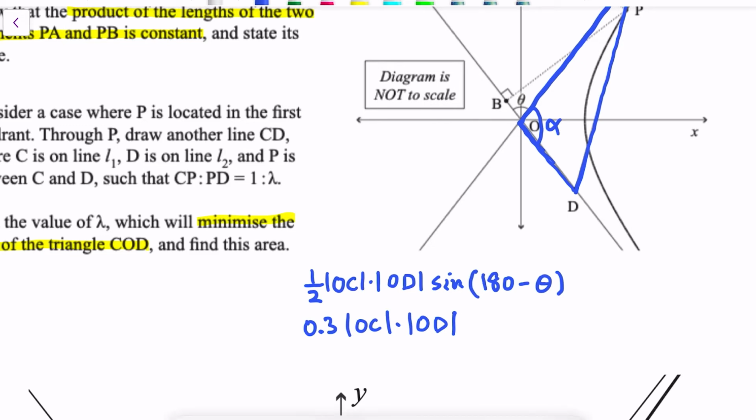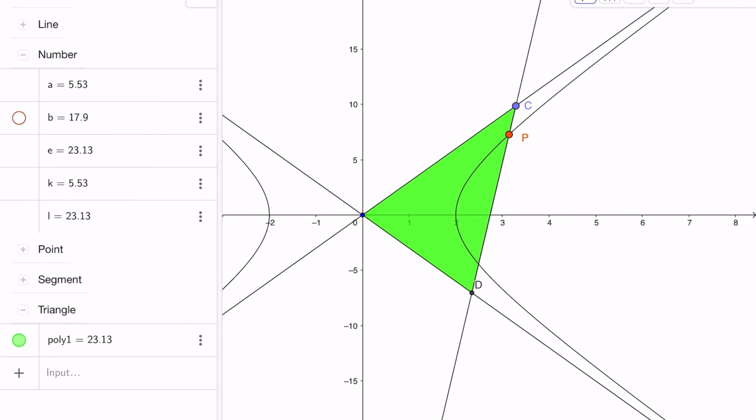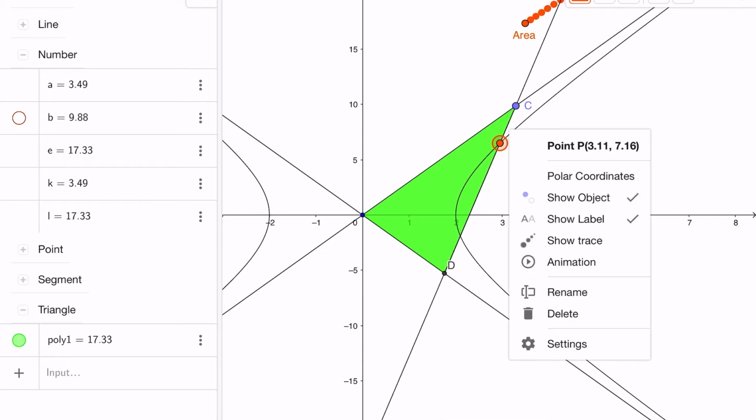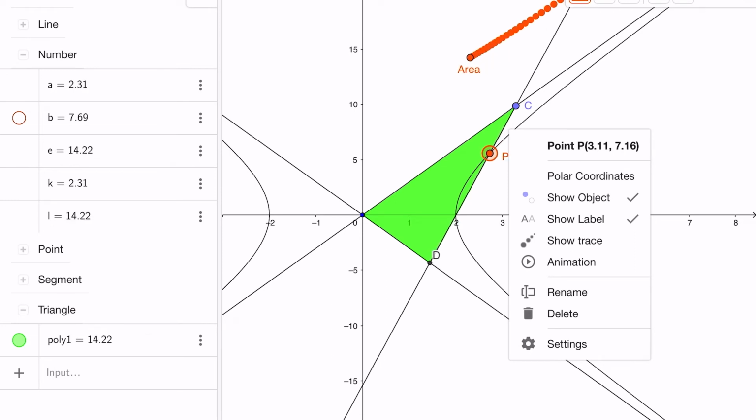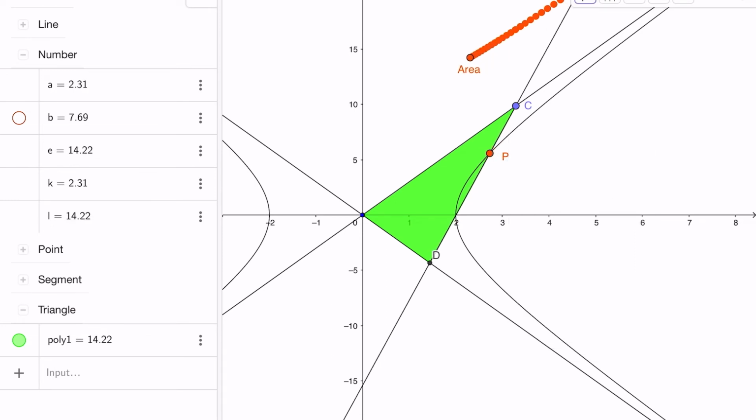I've made another GeoGebra diagram. Okay, so what does this diagram show? We've got a triangle there, the triangle OCD, coloured in green, and at the moment it has an area of 23.13, as we can see on the bottom left of the screen. Points C and D are fixed, and we're saying where should we move P so that that triangle is minimized. So if I move P, the orange dot at the top of the screen is tracking the area as a function of lambda. So at the moment, lambda is bigger than 1. On the left hand column, A equals 2.31, that's actually the value of lambda.